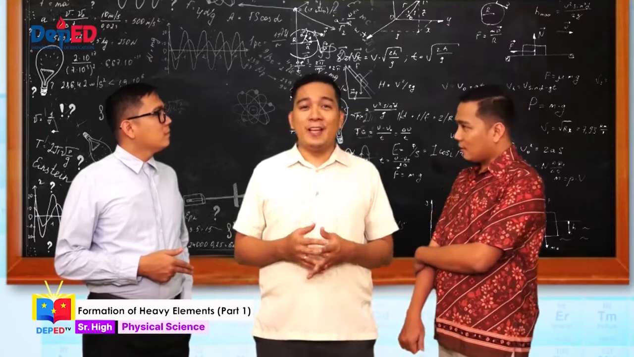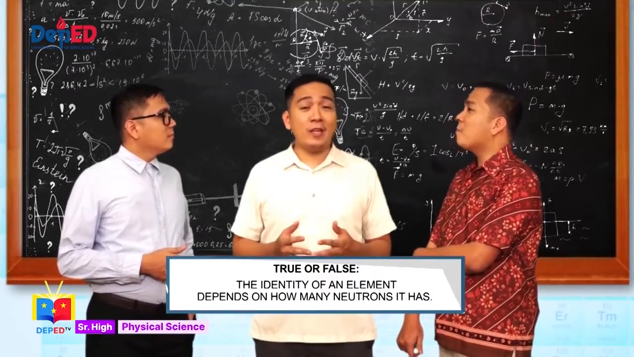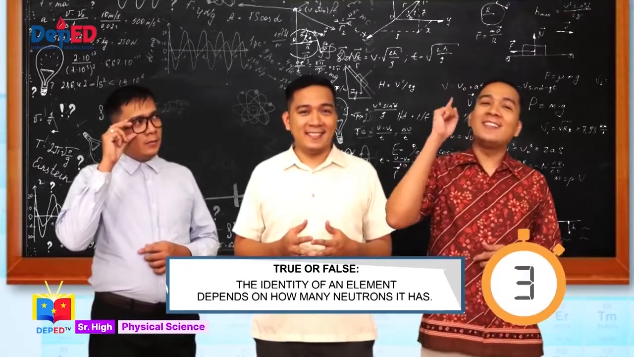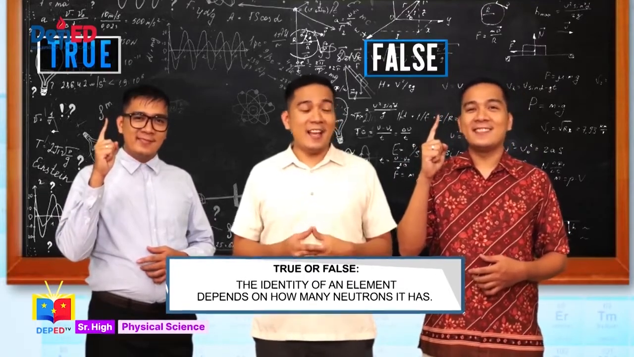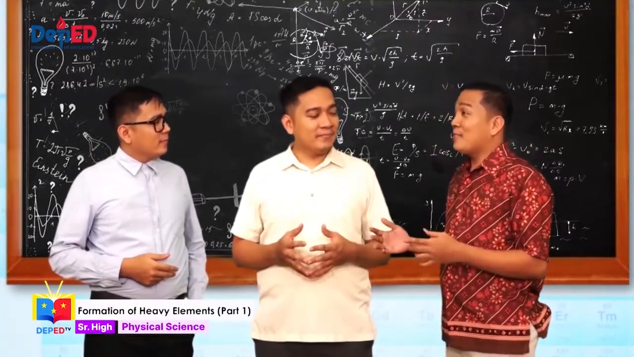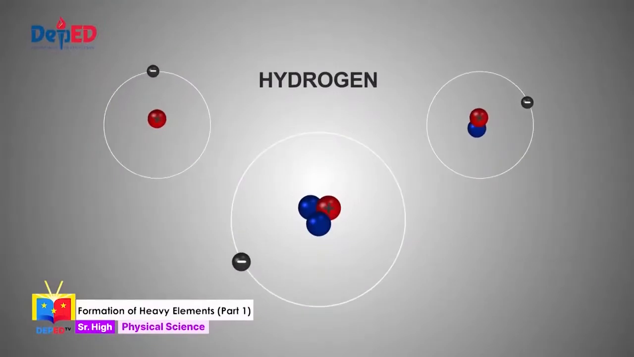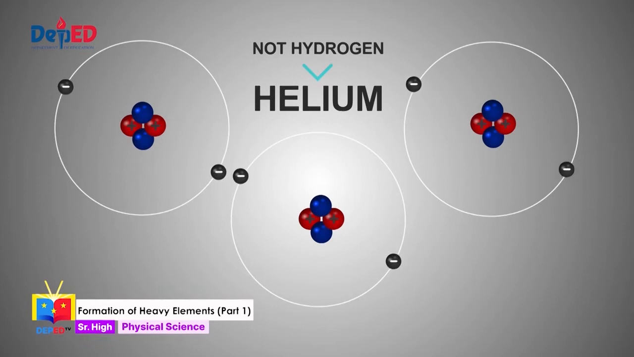Question number 2. True or false? The identity of an element depends on how many neutrons it has. The correct answer is false. The identity of an element depends on how many protons it has. An atom that has 1 proton is hydrogen no matter how many neutrons and electrons it has.